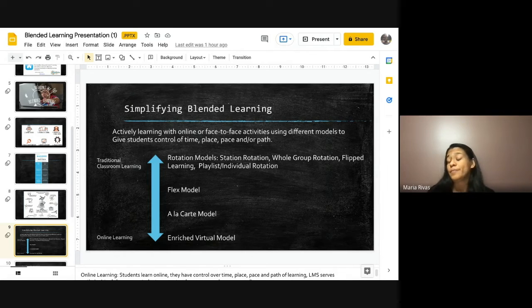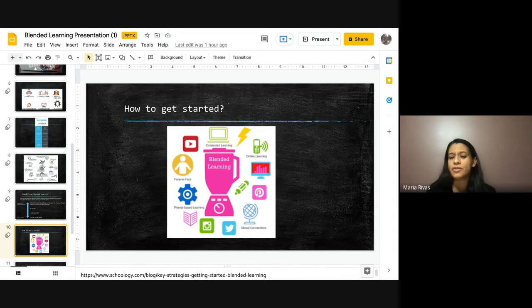This is where we can place kids learning with kids from other parts of the world, or learning about what other kids are doing in other parts of the world. So this is blended learning simplified. So then how do we get started with blended learning? I think that's the most difficult part.